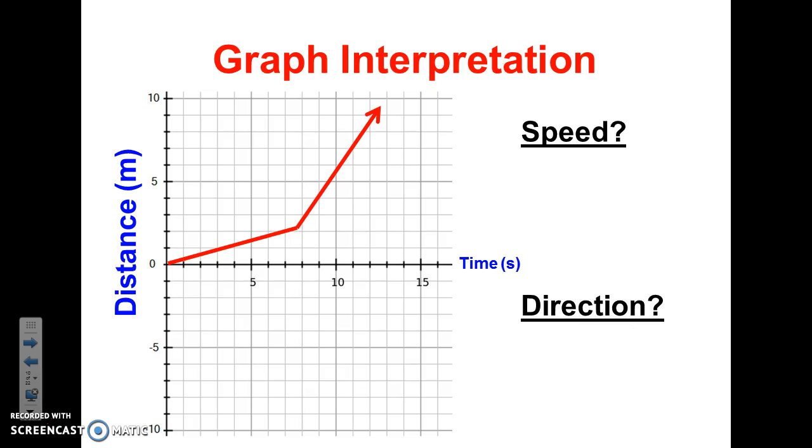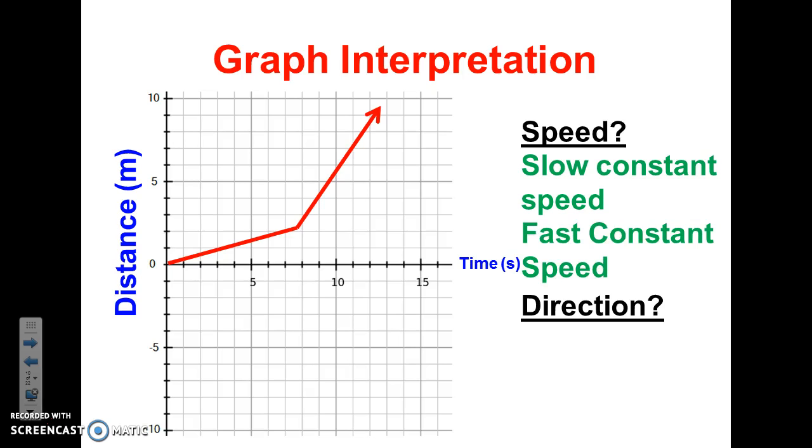On this particular object, I start with a slow constant speed, and then I go to a faster constant speed. I'm on the top half of the graph, moving away from zero to the right.